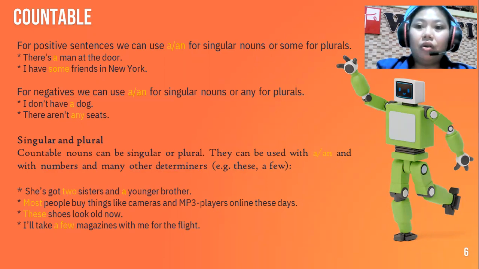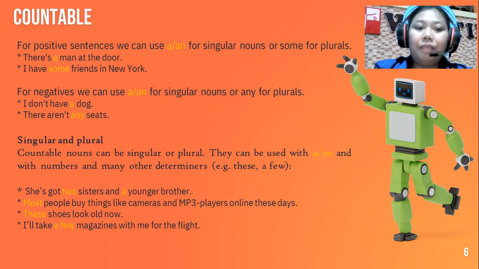Okay, and then how about singular and plural for countable? Countable nouns can be singular or plural. They can be used with a or an and with numbers. For example, if more than one, I have two apples. But if you don't want to put numbers, we can use some, several, and any other determiners, like these, a few, several for the countable. We have the example: She's got two sisters. Here, it explains the nouns by using a number, and a younger brother. In another one, use determiners or articles for the countable one.